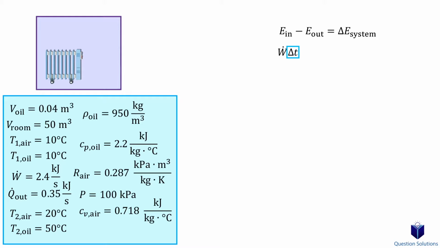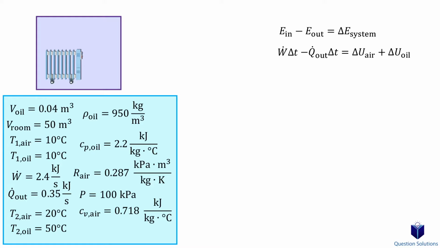Now while the heater is on, we're told that there is a heat loss in the room. That's also happening during this process for a certain amount of time. That's our energy out. Now what changes occur in the system? We have two changes. So that's the change of internal energy in the air and the change of internal energy of the oil. No other changes occur in the system since we have no potential or kinetic energy change.